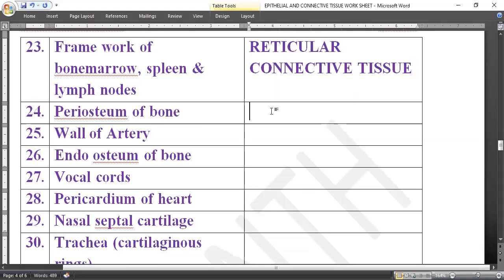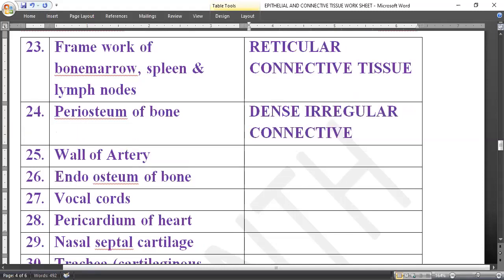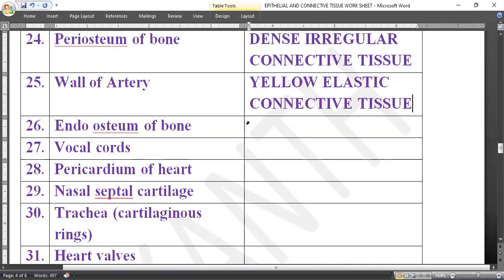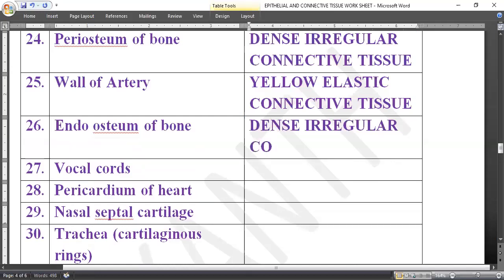Periosteum of bone: dense irregular connective tissue. Wall of artery: elastic connective tissue, yellow elastic connective tissue. Endosteum of bone: dense irregular connective tissue. Very good. Vocal cords: elastic connective tissue, yellow elastic connective tissue.